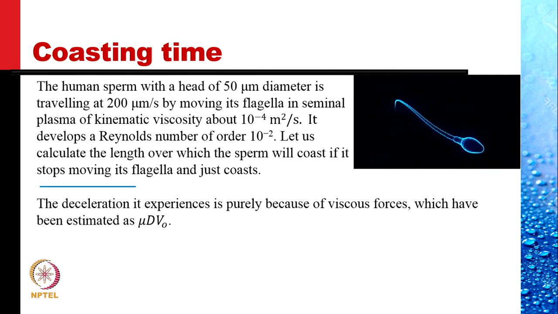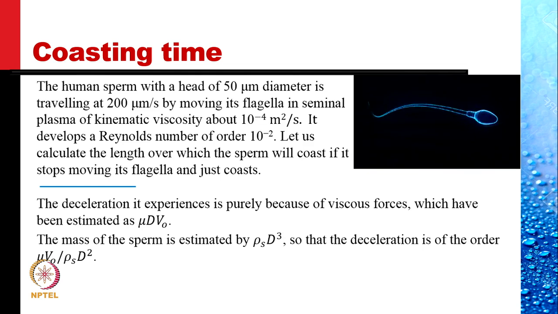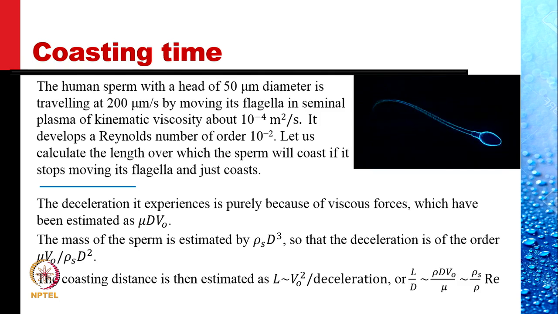The deceleration it experiences is purely because of the viscous forces, which have been estimated earlier as mu d v naught. The mass of the sperm is like rho s d cubed, so that the deceleration is of the order of mu vs divided by rho s d square, force divided by mass. And the coasting distance can then be estimated from v naught square, the initial velocity square, divided by acceleration a, a formula that you did in your high school.